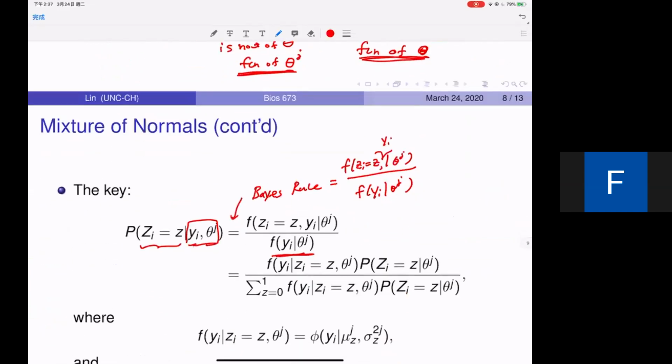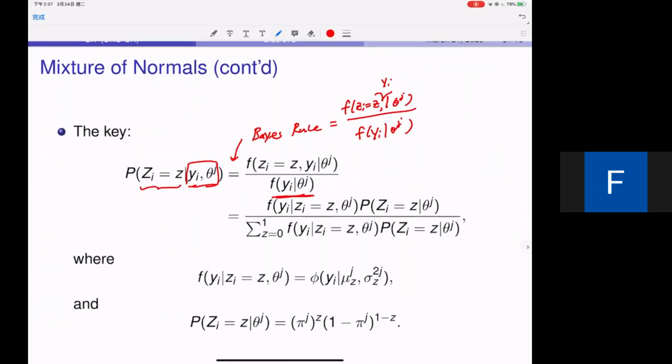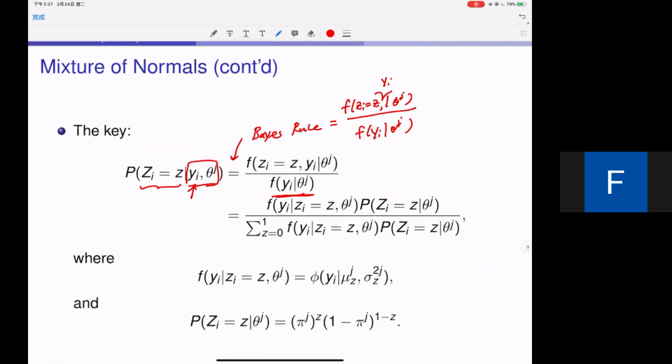Then the point is deriving the probability of zi equal to z, given yi, given the observed, theta O right here. By Bayes rule, you work on this as the denominator, and the numerator becomes the joint PDF.